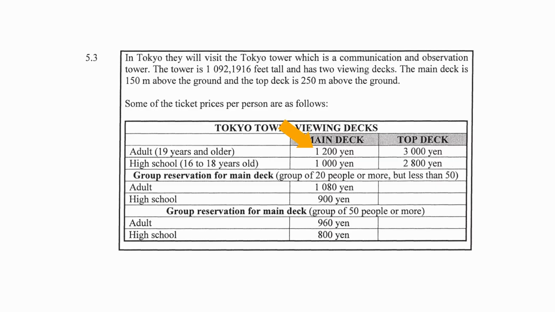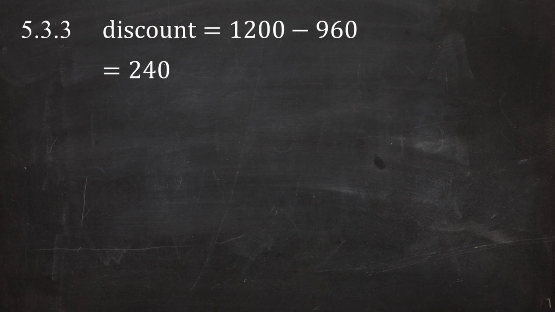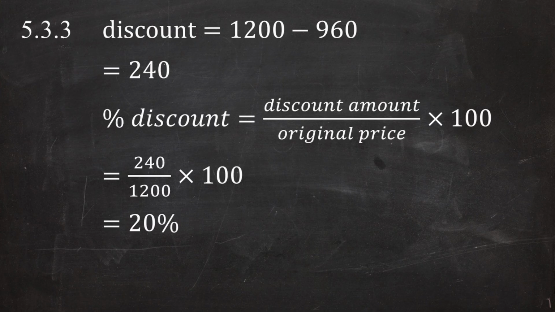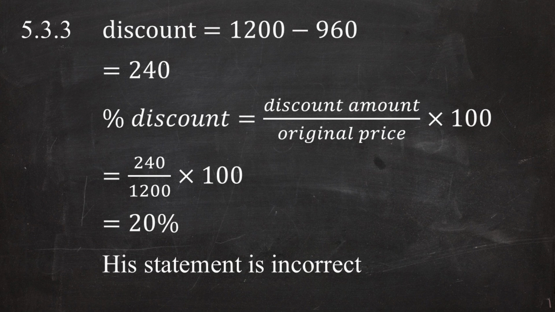From the table, we know that the price for one adult viewing from the main deck is 1,200 yen. And the price for one adult in a group of 50 or more will be 960 yen. This is a discount of 240 yen. Now this discount as a percentage will be the discount amount of 240 yen divided by the original price for an adult of 1,200 yen multiplied by 100, and this equals a discount of 20%. Since this is not a 30% discount, we have to write that his statement is incorrect.